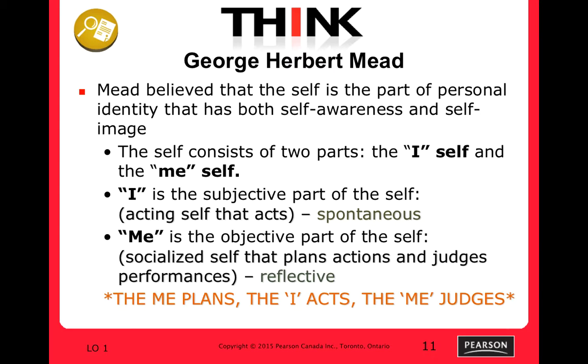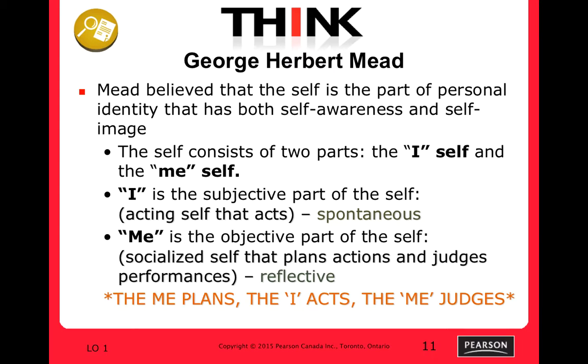So like I said, he couldn't have named these things more similarly to be more confusing, but we'll get through it. The I is the subjective part of ourself. So the I is our acting self that acts. It's the part of us that does behaviors. It's spontaneous. It's the part of us that walks, reads, sings, smiles, speaks, or performs any other action that we might undertake. The I is impulsive. The I is spontaneous. The I is innate. So you could say that our I self is who we are.